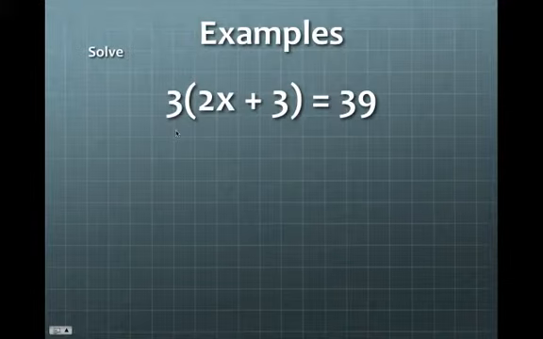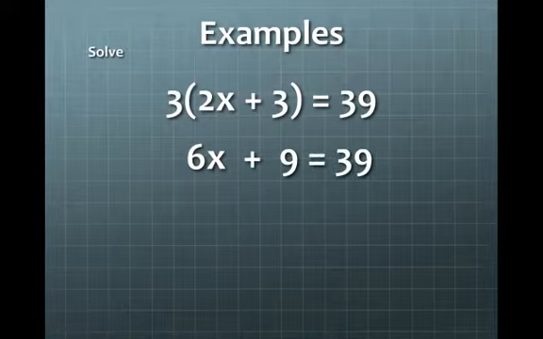So what we'll do here is we'll multiply out. So 3 times 2x is 6x, and 3 times 3 is 9, giving us the next line. This 39 hasn't changed because it has nothing to do with the bracket. So that 3 is not multiplying by that 39, so it stays exactly the same. Once we get to this stage, we're at exactly the same point we were at the start of the first set of questions. We just have a 2-step equation to solve following the rules.